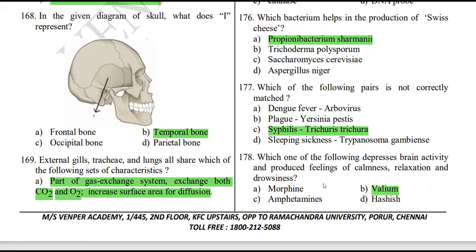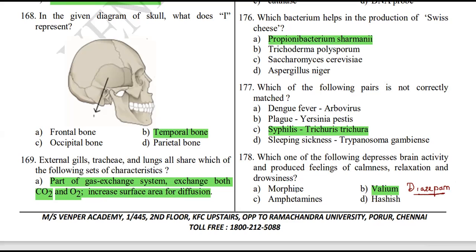It is actually given in the name of diazepam. They give a tablet called diazepam. This is usually given to people who have anxiety and people who have alcohol problems. If they consume a lot of alcohol, they will give this Valium.